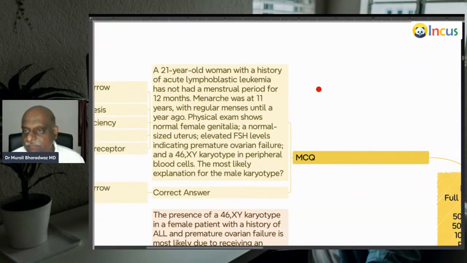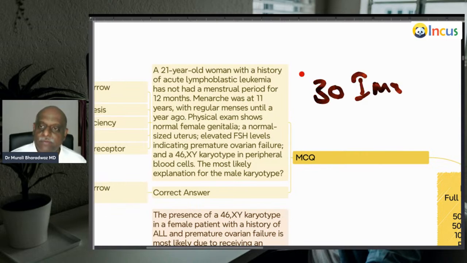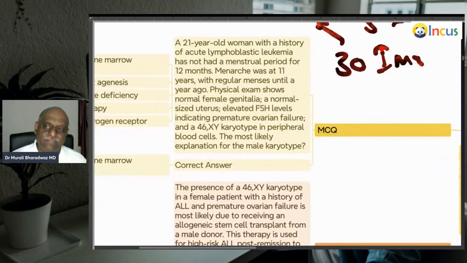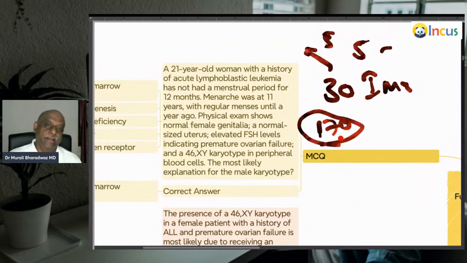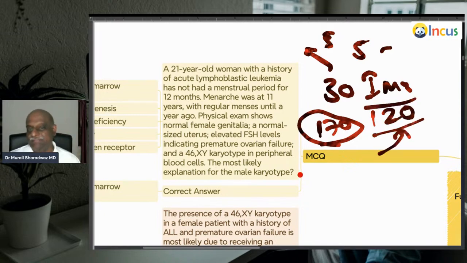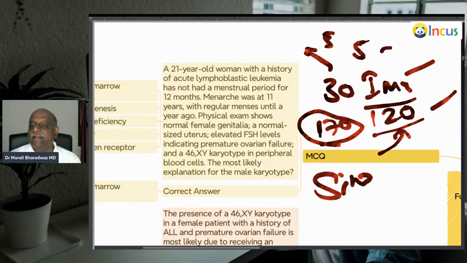So NEETPG may, on average, have around 30 image-based questions. Out of them, histopathology slides about five, radiology about five, ECG about three or four. Right? Every time you go to NEETPG, expect 30 image-based questions. Out of the remaining 170, around 120 questions are clinical scenario based. So these are easy, image based are easy. Whole problem is with single liners, very difficult to guess.